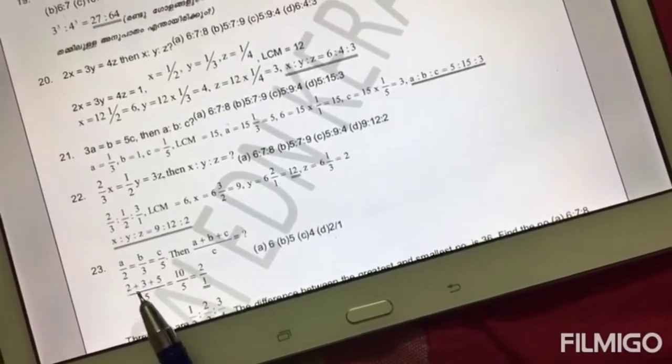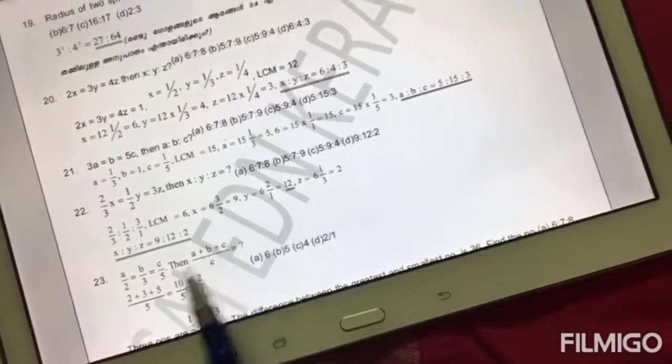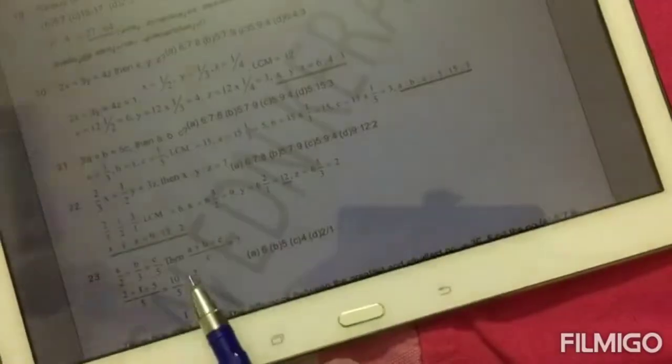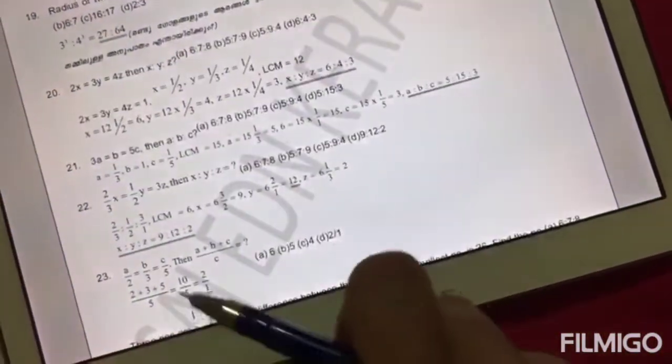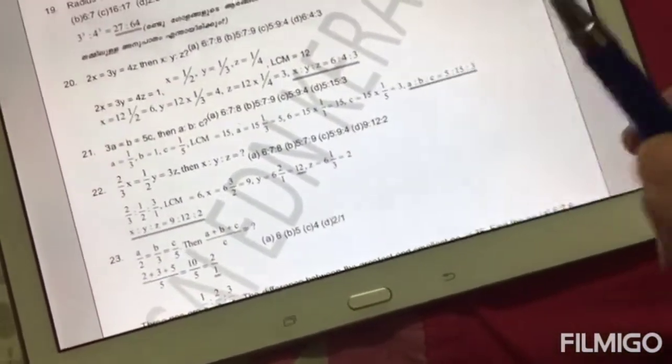So, correct. 2 by 5 plus 3 by 5 plus 5 by 5, which is c by c, is equal to 1. Is equal to 10 by 5, which is equal to 2 by 1, which is equal to 2. Okay, very simple.